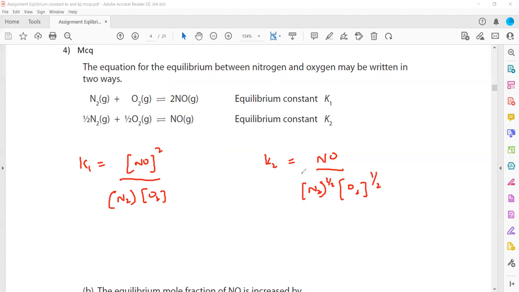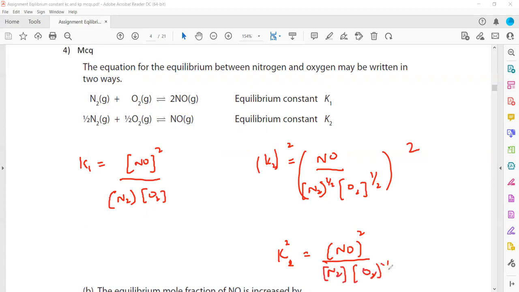Because I want to compare the two equations, I can make the right hand side the same for them. Here it is NO. So if I square this equation on both sides, the right hand side for both equations will be the same, NO squared divided by N2 into O2. Now that the right hand sides of the equations are the same, I can compare the left hand sides. So K1 equals K2 squared.